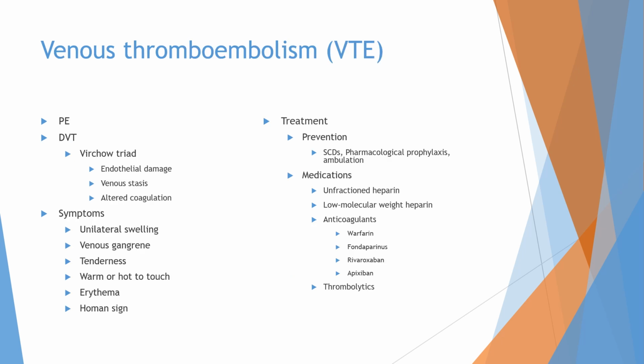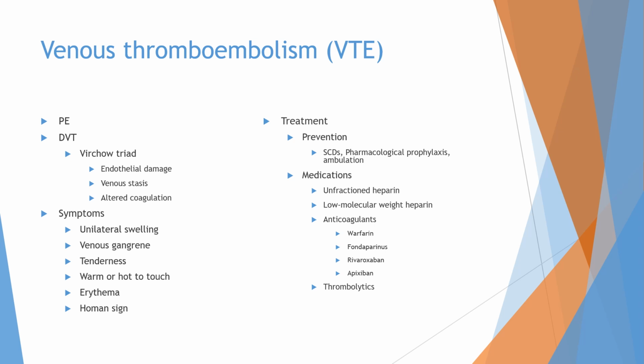So a venous thromboembolism, VTE, so this is going to be like our PE or our DVT. So we have Virchow's triad, which is endothelial damage, venous stasis, and altered coagulation. Altered coagulation can come from any inflammation.